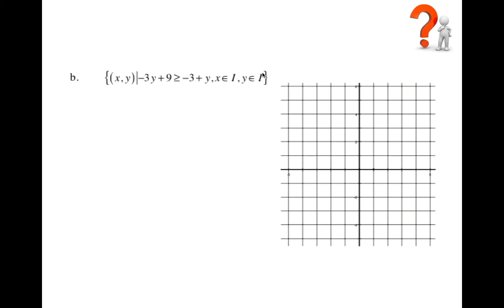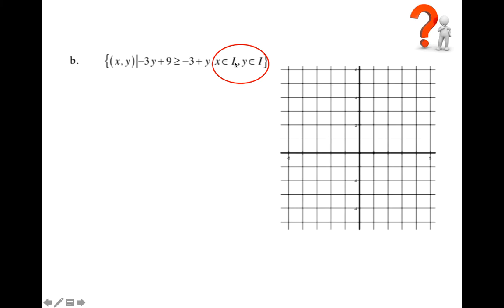Okay, now the next one. This one is very similar. It's in set notation. You'll see the same kind of format to it at the beginning and the end, except take a look that it's actually using I, which means integers. Now, integers are negative and positive numbers, but they're not fractions and decimals. So when we go to try to graph this, we're going to have to use dots to be able to do it.